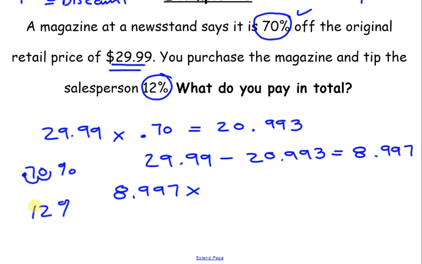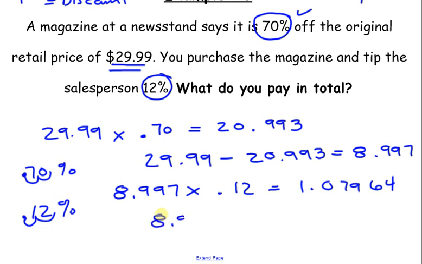The tip was 12%. So we're going to move the decimal back 2 spots, so times 0.12. Go ahead and calculate that. And you should get 1.07964. So that's what the tip is. So add that on to the current bill.